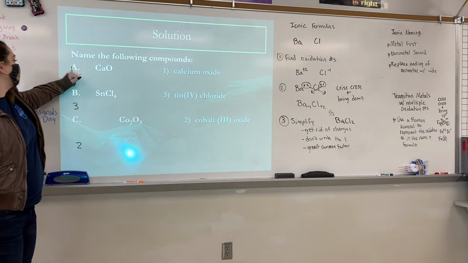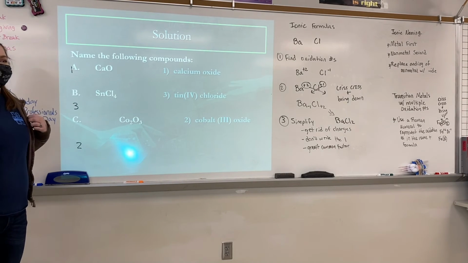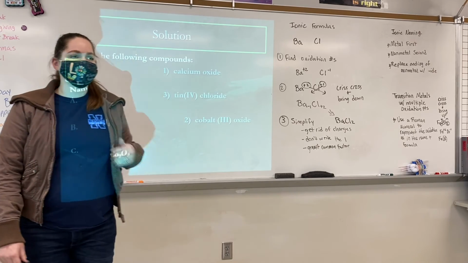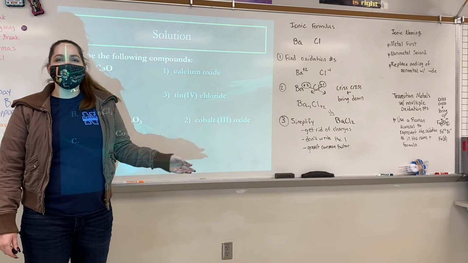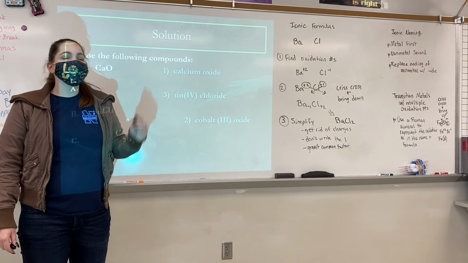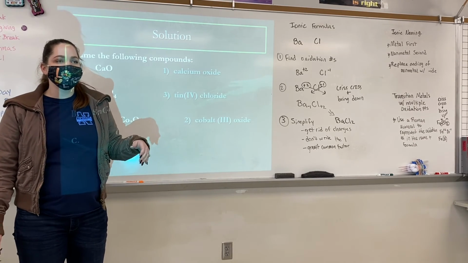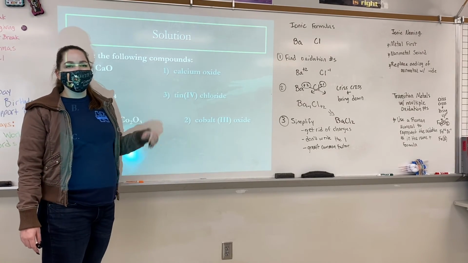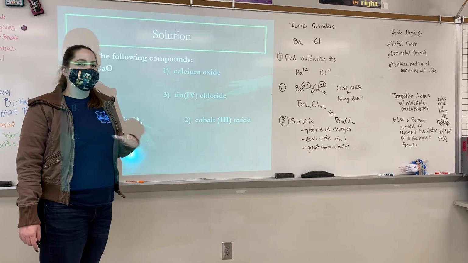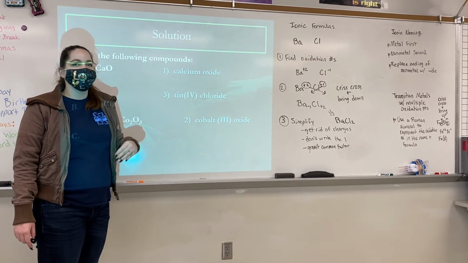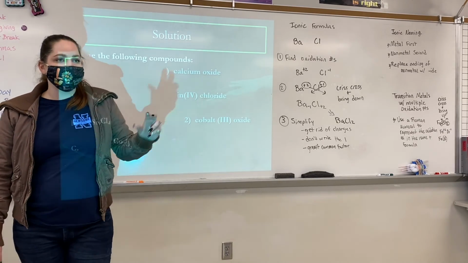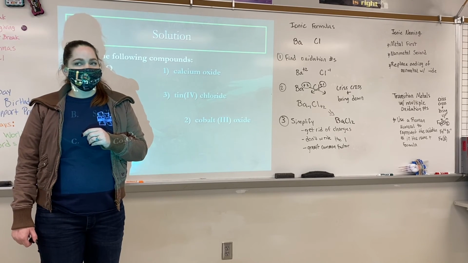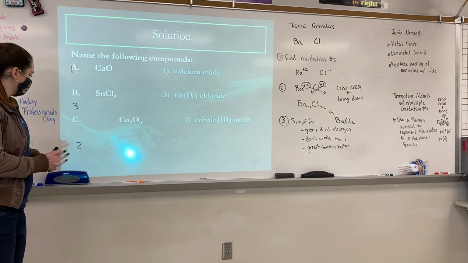So yes, calcium is in column 2. Is calcium a transition element? No. So is it going to have different oxidation numbers for different compounds? No, it will always have an oxidation number of 2. So do you need a Roman numeral for calcium? No. That is why it's number 1, just calcium oxide. If it's not a transition element, you do not need Roman numerals. Roman numerals are only for transition elements that can have multiple oxidation numbers, and you have to tell me what oxidation number it is. Does that make sense? Okay, good job on the other 2.